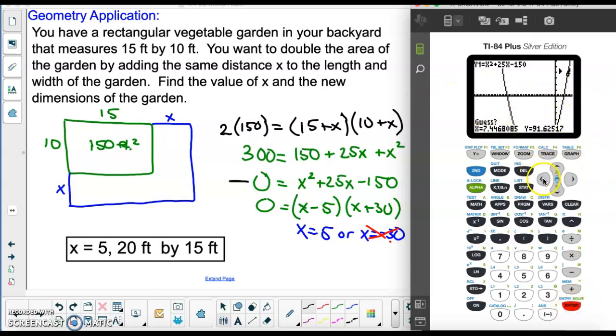Enter, and then also guess. So I go back, I think it's about there. And notice I get the 0, x equals 5, y equals 0. So there's where I would have gotten x equals 5 on the calculator.